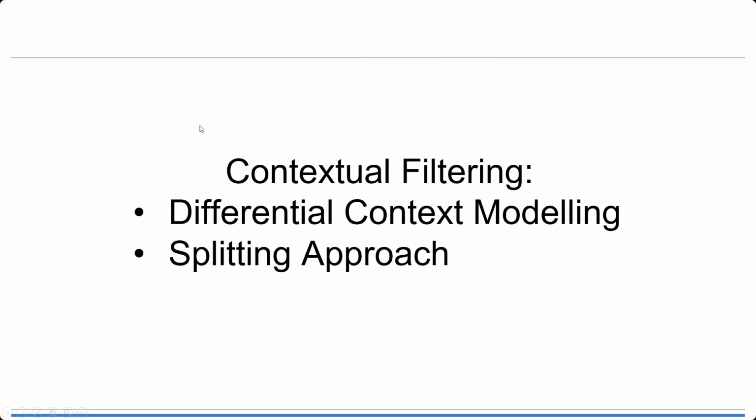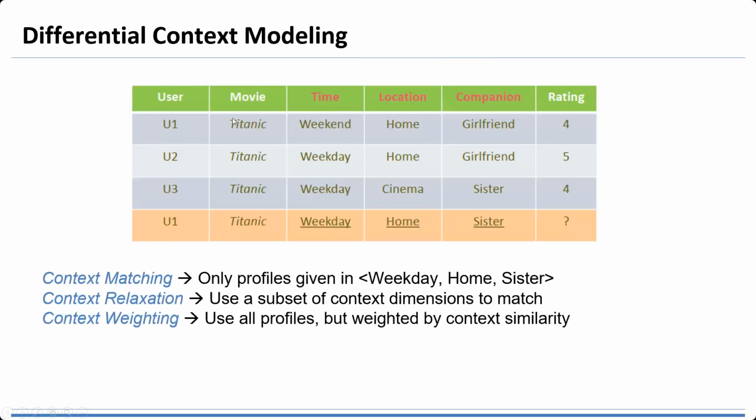Okay, let's look at the contextual filtering. So in the contextual filtering, there are two approaches. The first is differential context modeling, and the other is splitting approach. In the differential context modeling, let's suppose we have this data. We have user, movie, and then this is the context, time, location, companion, and this is the rating.